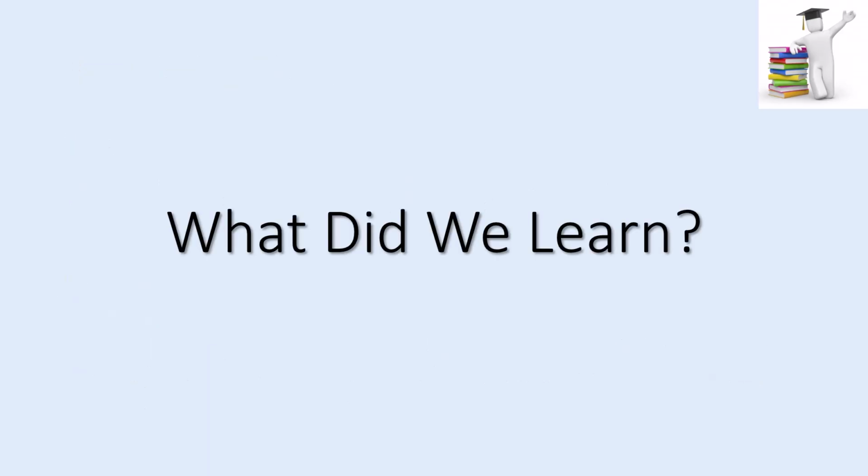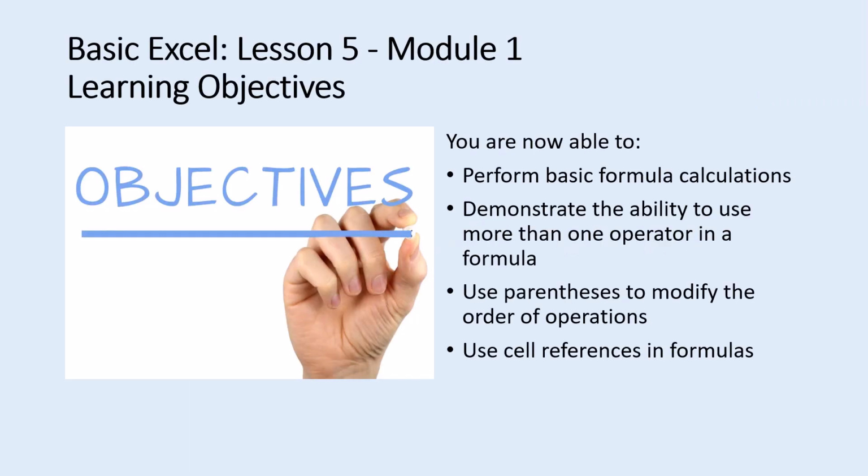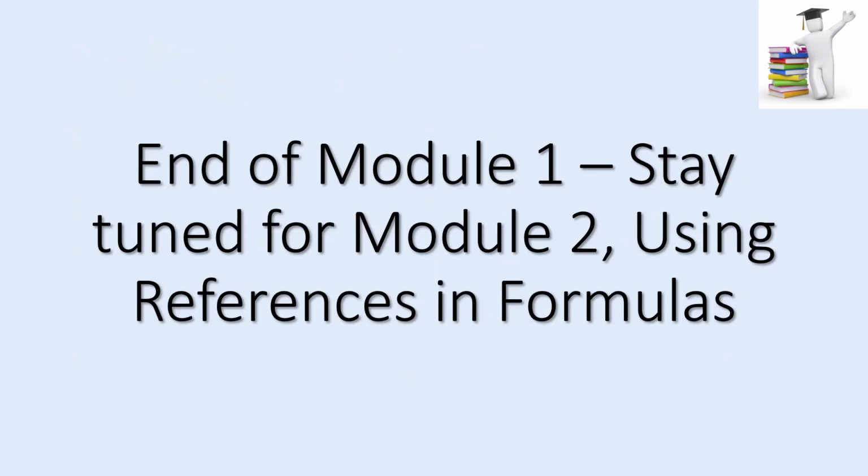What did we learn from this module? You are now able to perform basic formula calculations, demonstrate the ability to use more than one operator in a formula, use parentheses to modify the order of operations, and use cell references in formulas. This is the end of Module 1. Stay tuned for Module 2, using references in formulas.